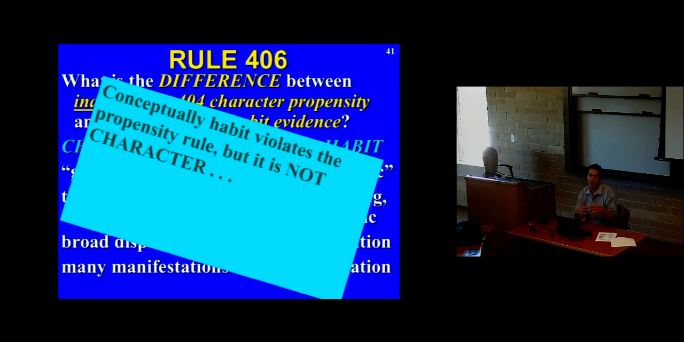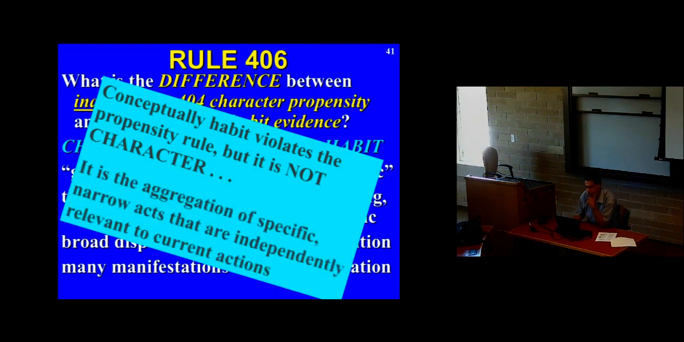So conceptually now, habit violates the propensity rule, but it's not character, because we're talking about a certain propensity. It's just your habit propensity is more reliable. It's confusing to some people to think about it because we usually use the word propensity for character only. So I'm reluctant to do that. But also you should conceptually be aware that we're saying if somebody has a habit of making the left turn hand signal, then we're going to assume that they probably did it this time in conformity with their habit.